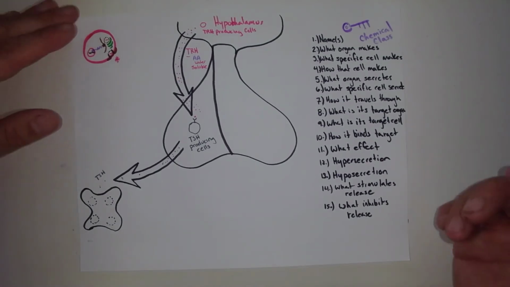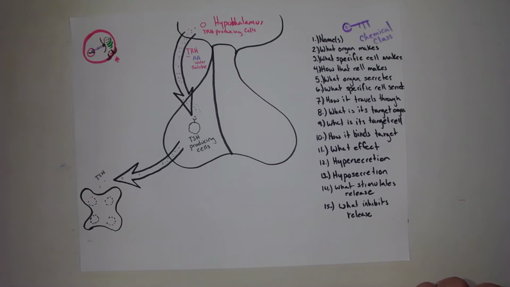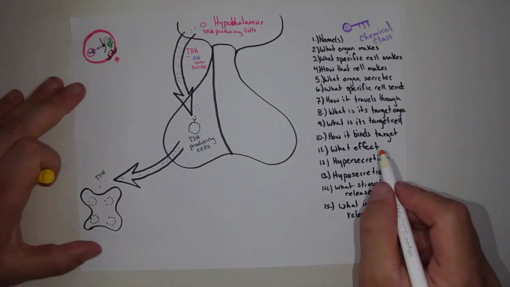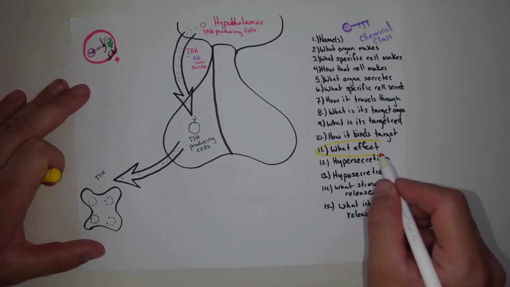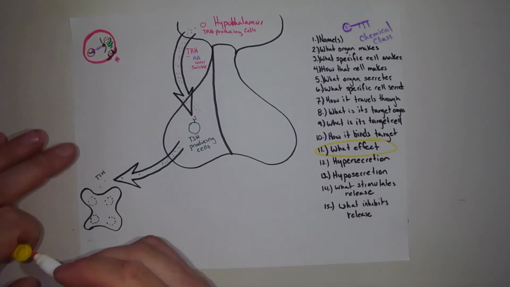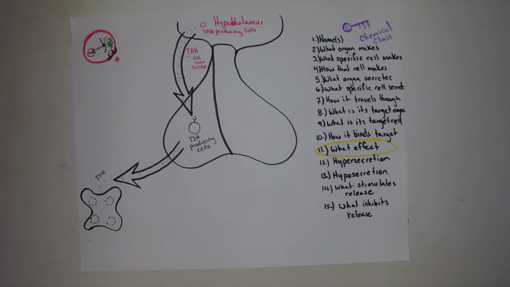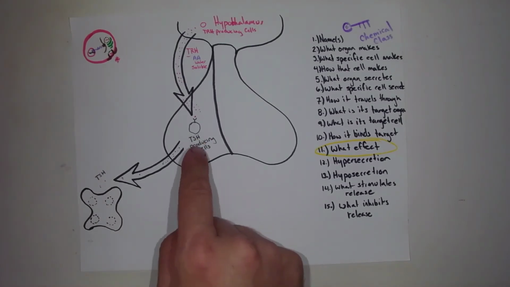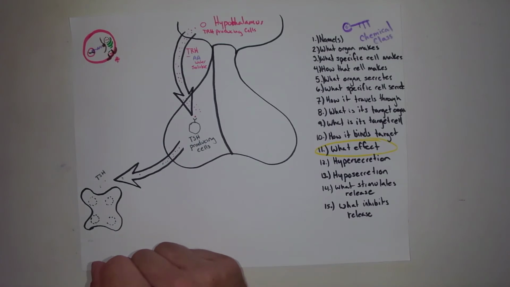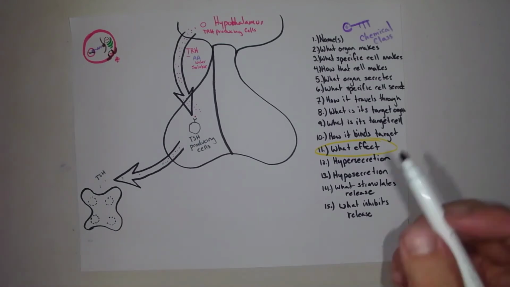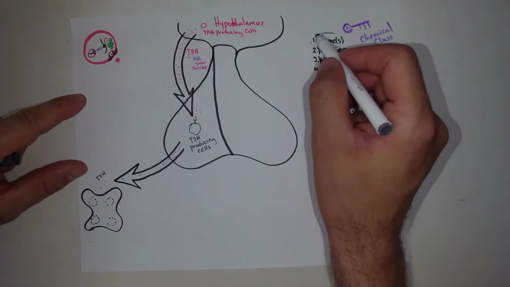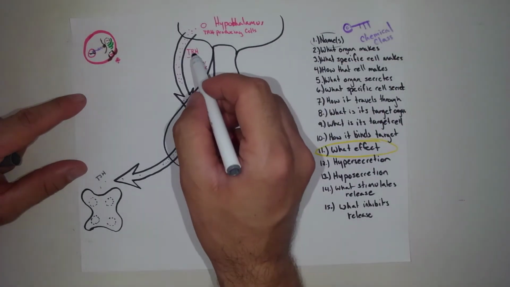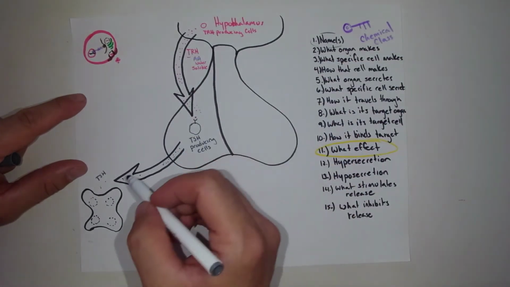Now, this is probably where you're going to need to put in the most study. Understanding the effect these hormones have on their targets. Now, in this case, it's very simple. It causes its target to release TSH. It's right there in our name. It causes the release of thyrotropin.